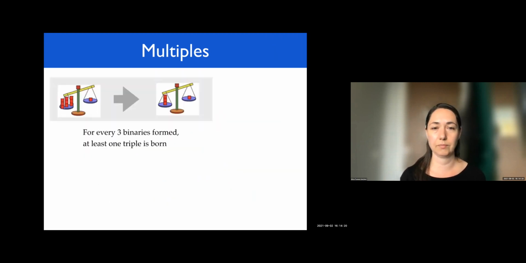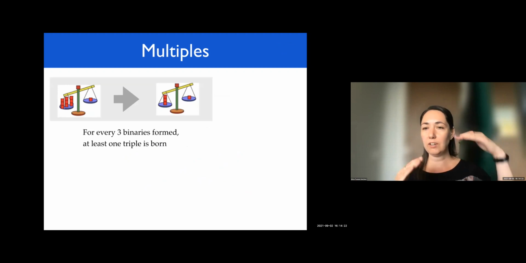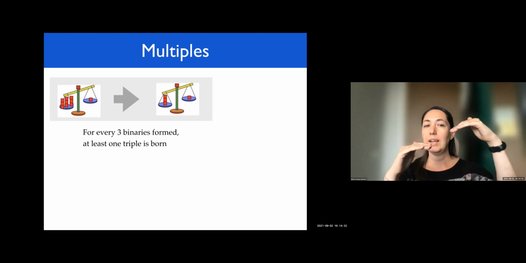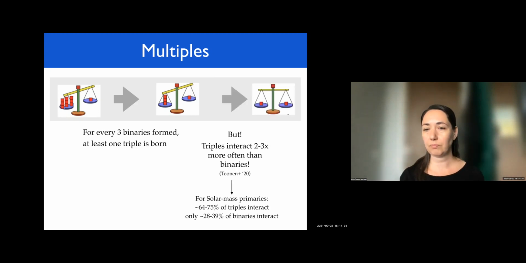That is not negligible. So I kind of feel like I want to even that scale from us just ignoring triples completely towards saying, well, 1 in 3, that's not a super uneven scale. And I even want to go one step further. And that is because triples interact a lot more often than binaries. So what I mean with that is if you look at a triple population, then about 2/3, 3/4 of them will experience mass transfer at some point. However, in binaries, in the same mass range, it's about 1/3.